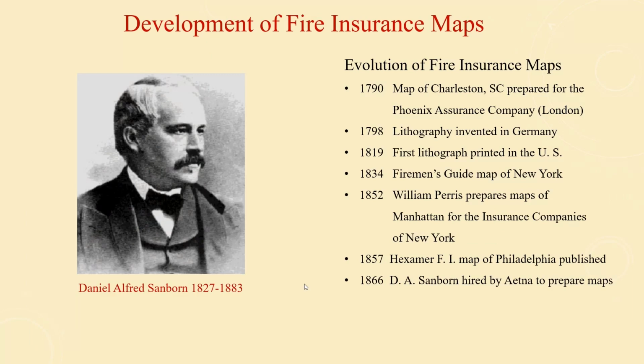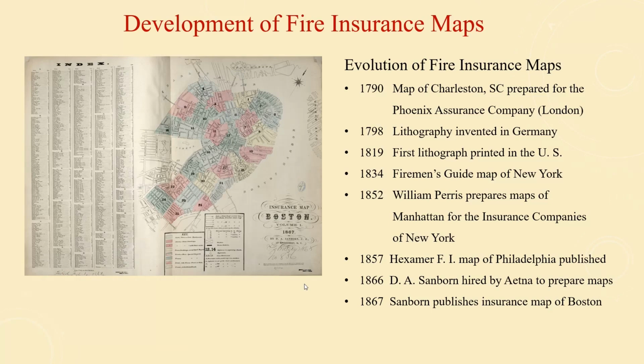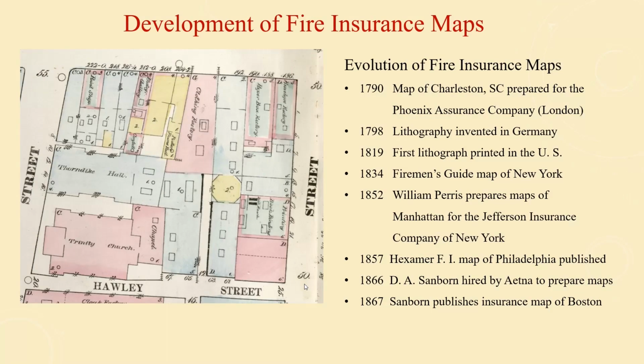And then in 1866, Daniel Sanborn was hired by the Aetna Insurance Company to prepare some maps in Tennessee. And he thought, there might be something to these fire insurance maps. I might be able to make some money off of this. And in 1867, he published his first map of the city of Boston. And this is starting to look a little more like what we will see in the Sanborn maps as we progress along here. There's a lot more information going on here. So this is how we get to the Sanborn maps and development of the maps.